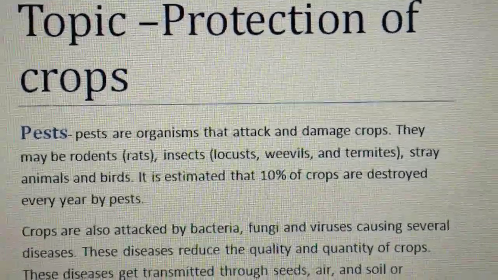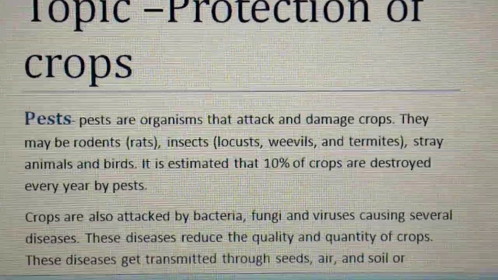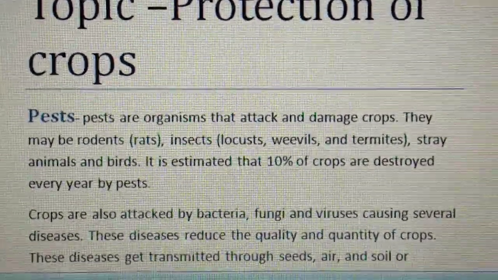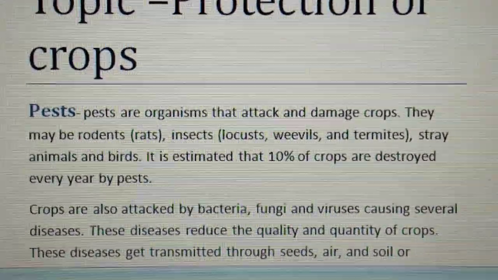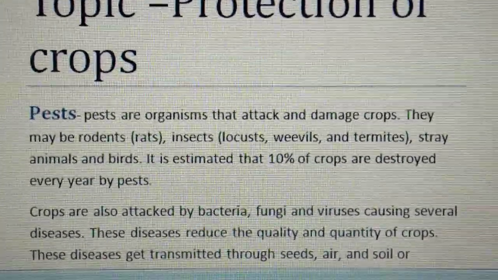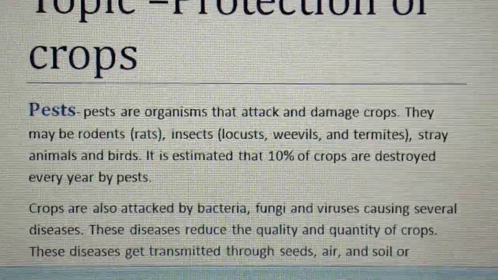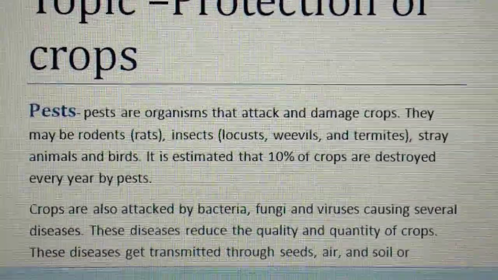So pests are the organisms that attack and damage the crops. They may be rodents, that means rats, insects that are locusts, weevils, termites, etc., stray animals and birds. Now it is estimated that 10% of the crops are destroyed every year by these pests.